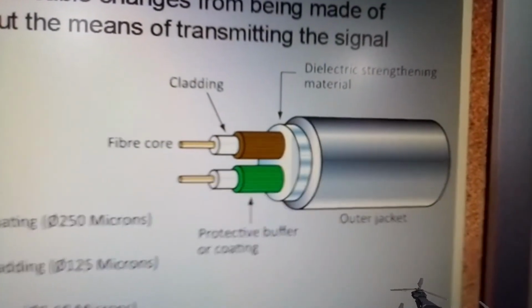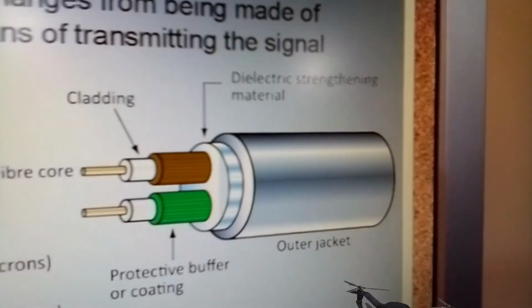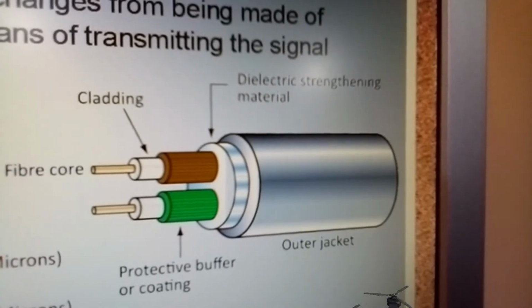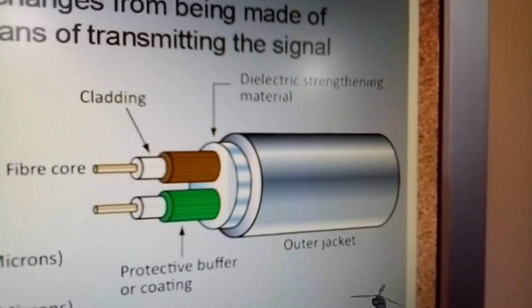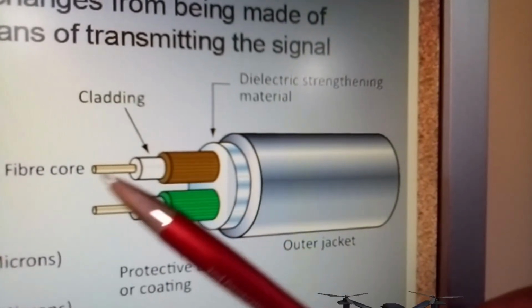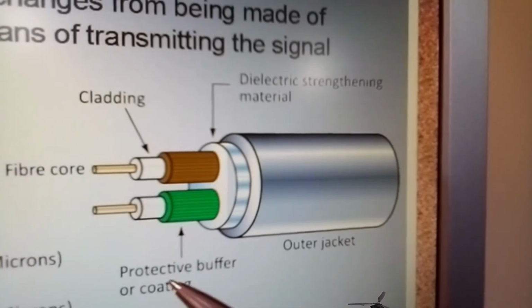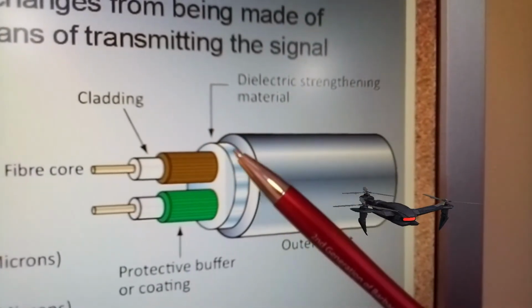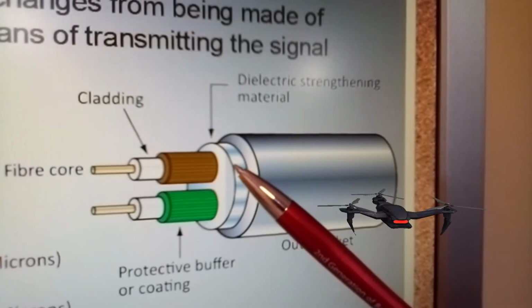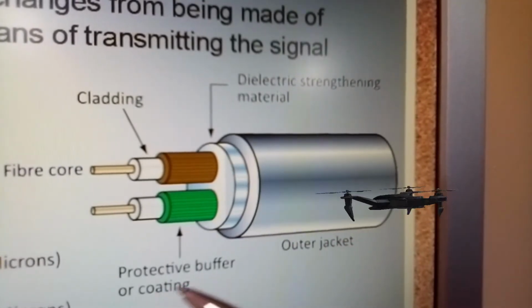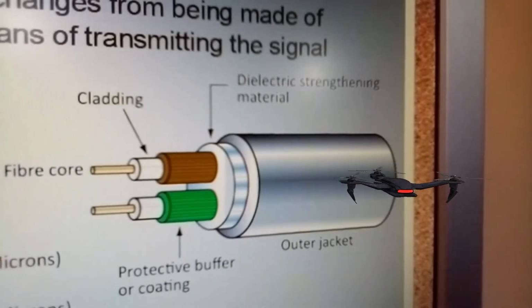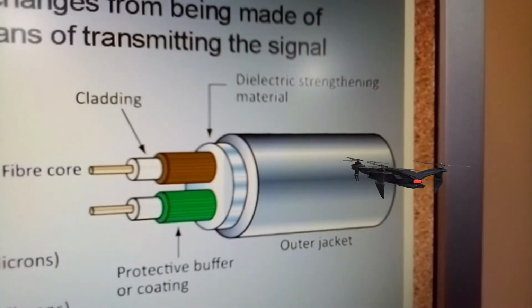Now here you have fiber optics. And what I want to do is to make sure that we get the information on how this is constructed. You can see here your cladding, the fiber optic fiber core itself, dielectric strengthening material, which could be plastic itself as well, protective buffer or coating, and outer jacket, and that formulates your conductor for your fiber optics.